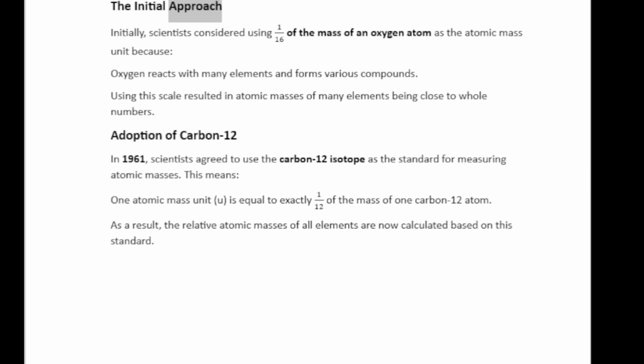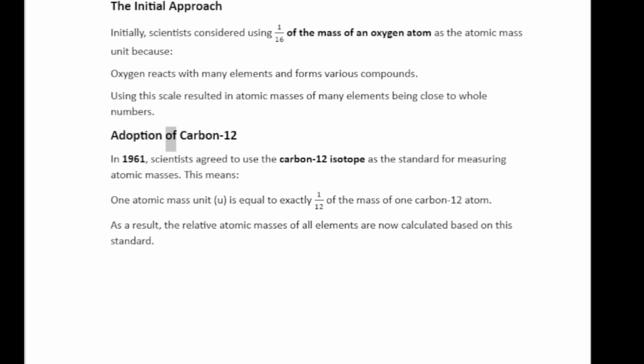The initial approach. Initially, scientists considered using 1/16 of the mass of an oxygen atom as the atomic mass unit because oxygen reacts with many elements and forms various compounds. Using this scale resulted in atomic masses of many elements being close to whole numbers.